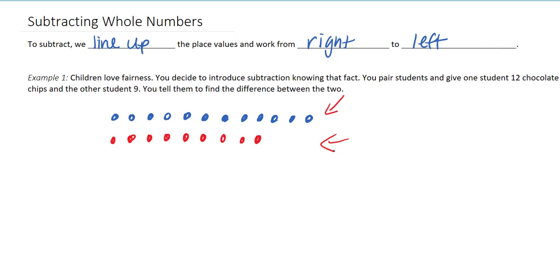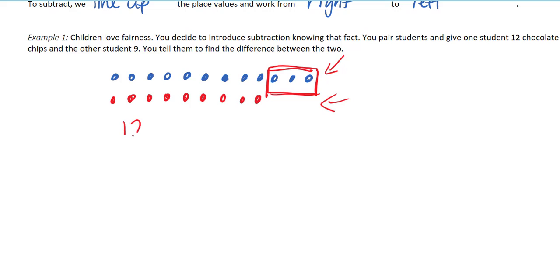And so the first child has this many more. So 3. If we were to go 12 minus 9, what would be left over? It would be this 3. So 12 minus 9 is 3.